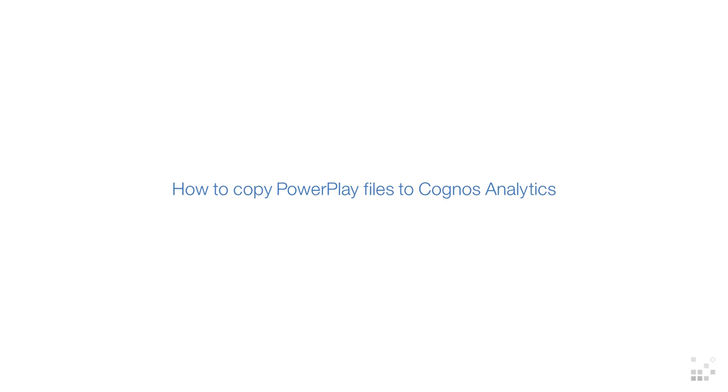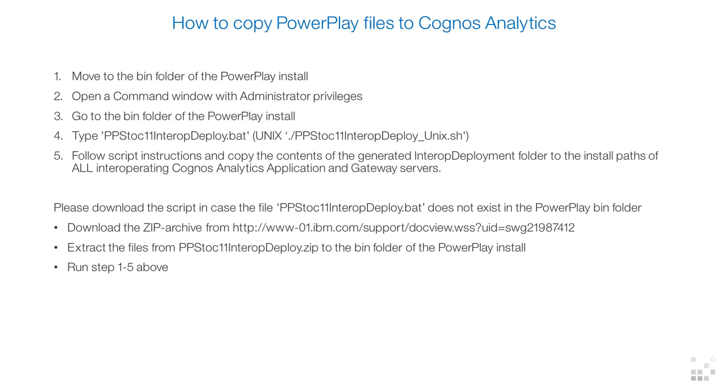We are now looking at how to copy Powerplay files to Cognos Analytics. In the Powerplay install bin directory, the pp stock11 interop deploy batch file needs to be executed. Follow the script instructions to copy all the required files. In case the batch file doesn't exist, it can be downloaded from the tech note mentioned on this slide.